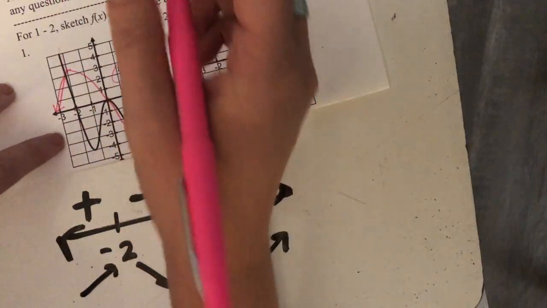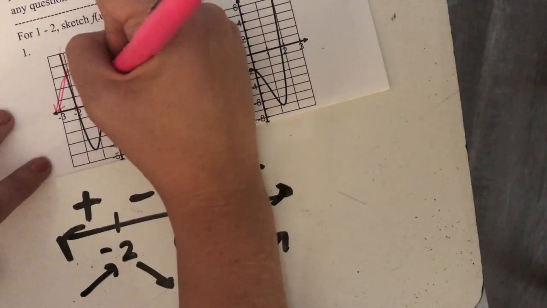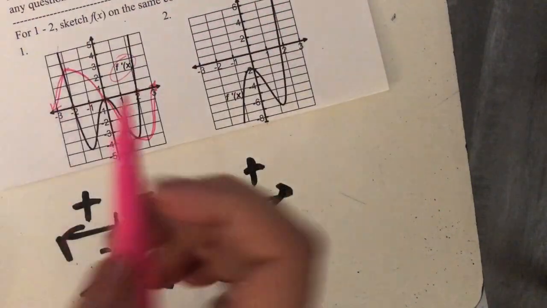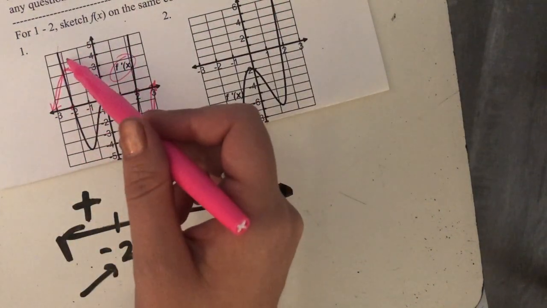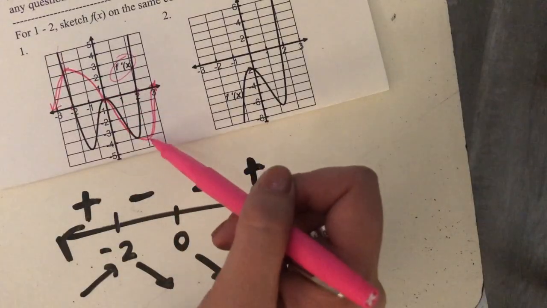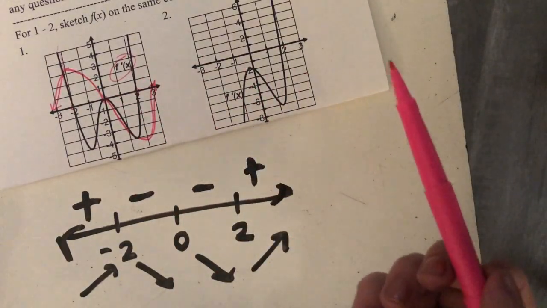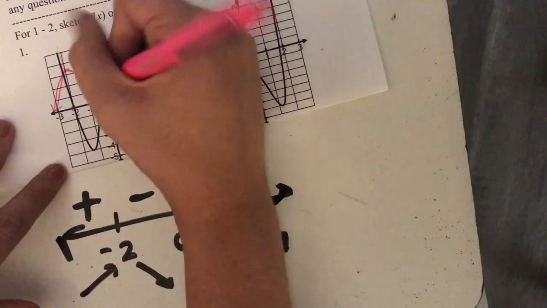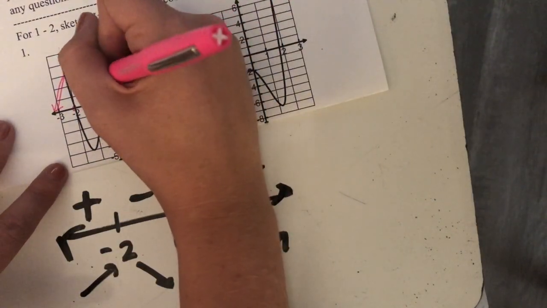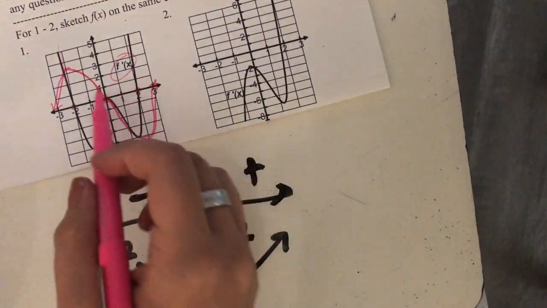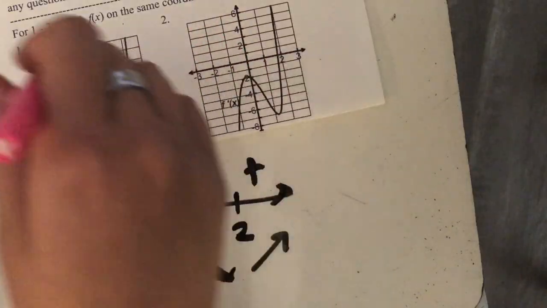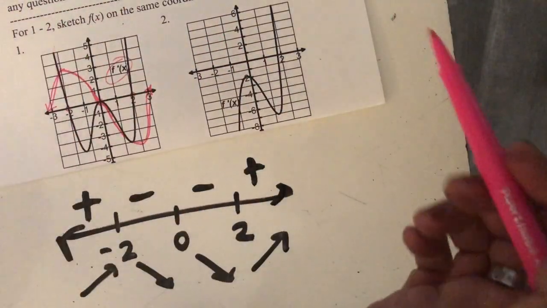Okay? So again, it does not matter where these points are going through. All that we care about is the increasing and decreasing. So as long as I am increasing and then decreasing and then decreasing and then increasing again, that is all that I need. Other than that, this should flatten out here a little bit. You can't really see it there. But that does have a horizontal tangent there, right? It's a critical point. It should be flattening out at that point.